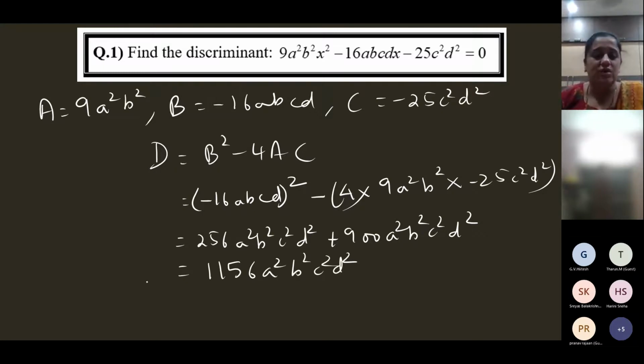You don't have to find the square root anyway. Now you'll have to find the discriminant. This is the discriminant. When you're solving for x, you have to find the square root of D. Here you can just leave it like this. D is equal to 1156 a square b square c square d square. Understood? Yes, ma'am. Okay.